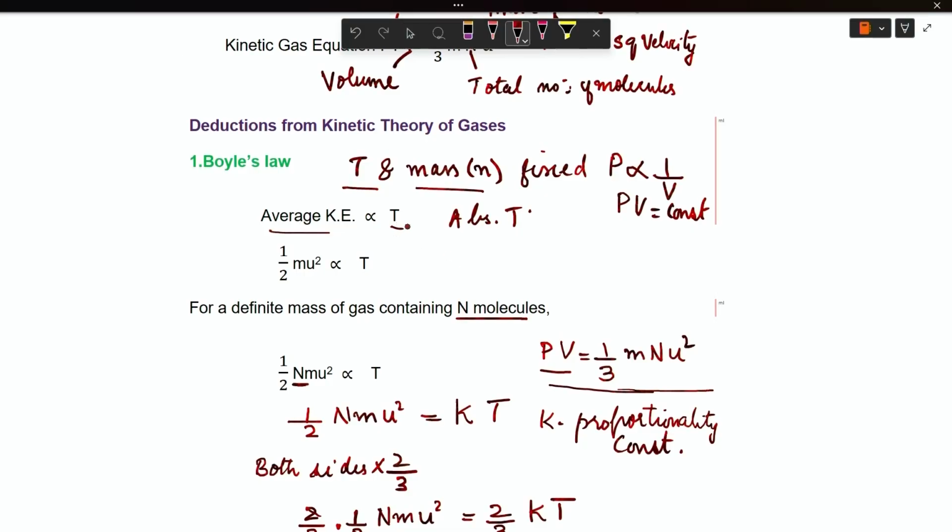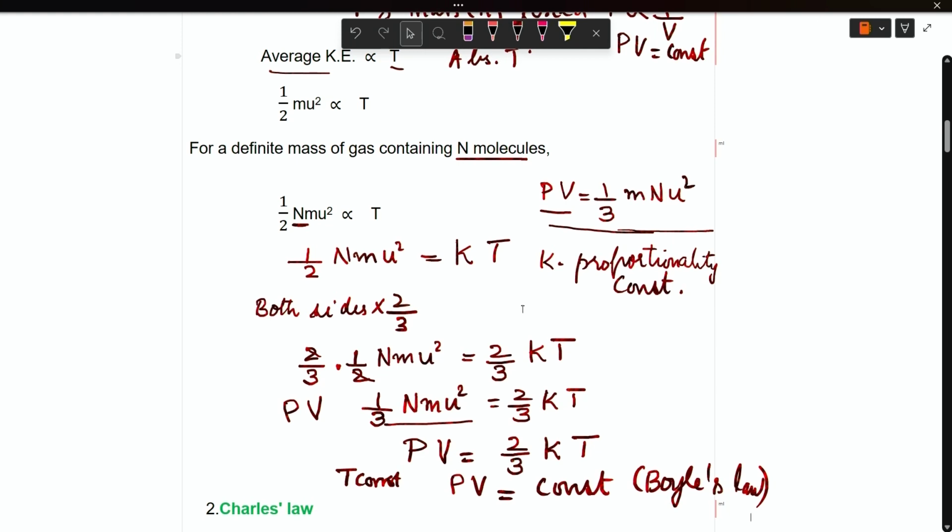So, please note, we have started with kinetic energy proportional to absolute temperature. Substituting for kinetic energy, we get 1 by 2 mu square proportional to T, and for n moles, multiplying it with n, you get it proportional to T. I am going to remove the proportionality and make it an equation by introducing K, the proportionality constant.